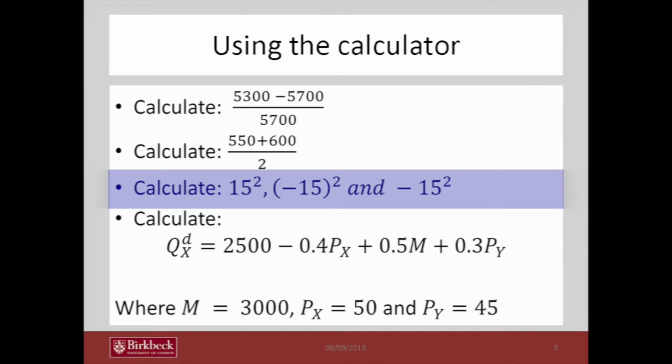Now, in the middle row, I've got 3 different versions of more or less the same thing.